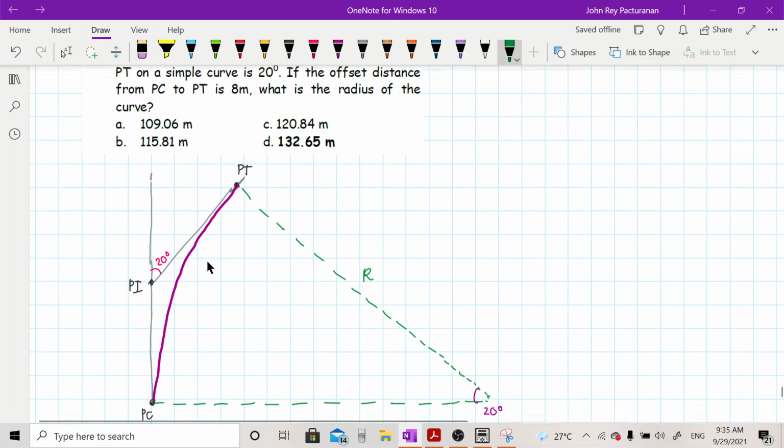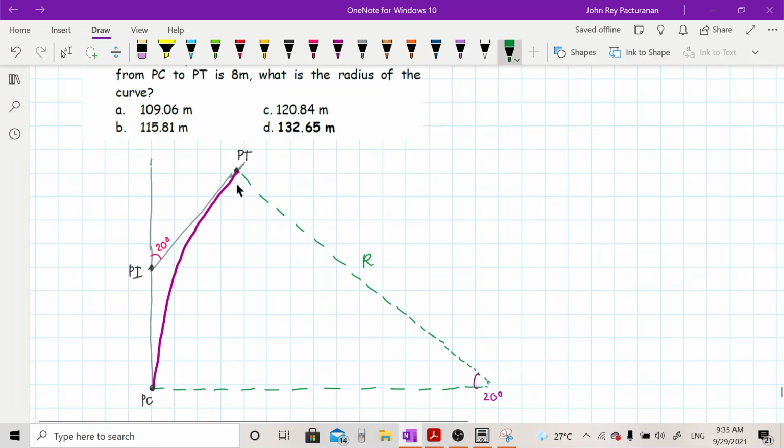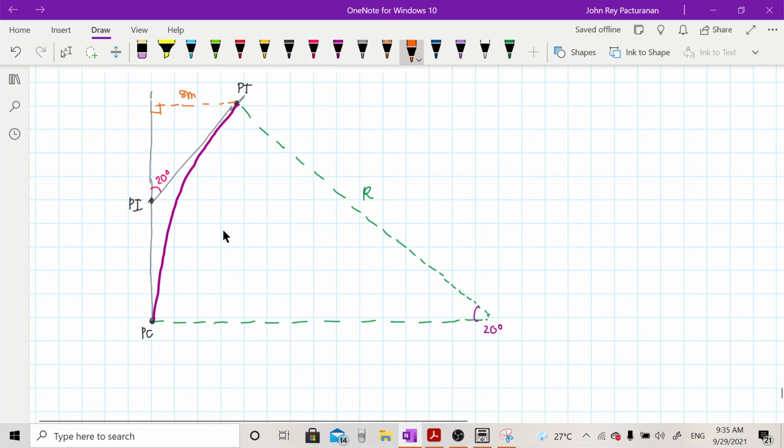According to the problem, the offset distance from PC to PT, so yung perpendicular distance ng PT from the tangent or from the back tangent is 8 meters. Okay? So this will be 8 meters na to, class. Okay? So ngayon, ang tinatanong is the radius of the curve. Ang gagawin ko na lang dito, katulad kanina, magke-create ako ng triangle dito para ma-establish ko na kung ito ay 8 meter, sa kabila will be r minus 8.